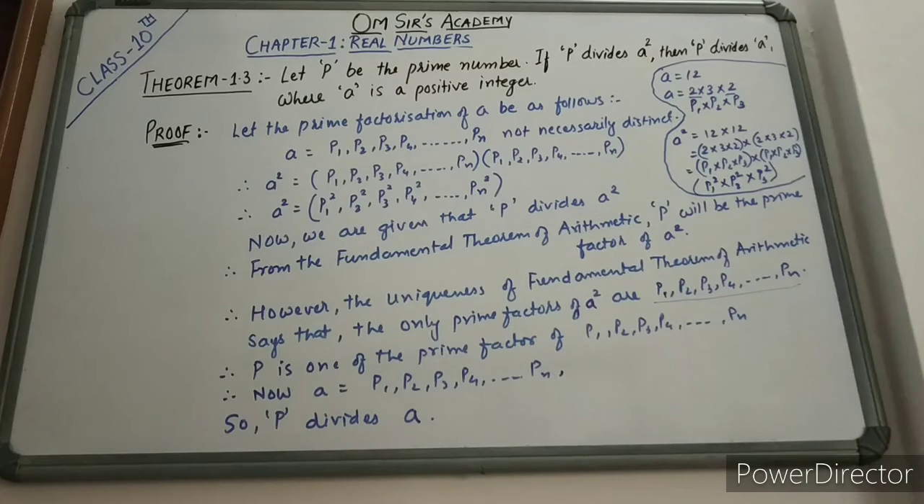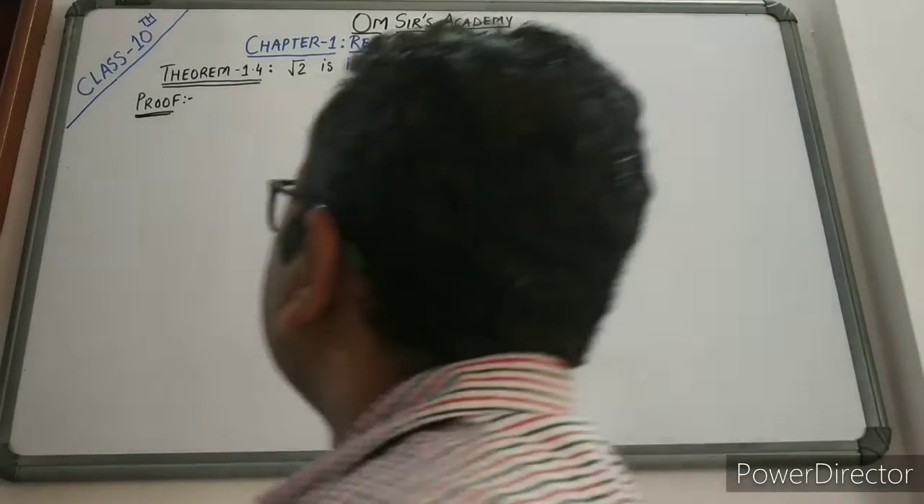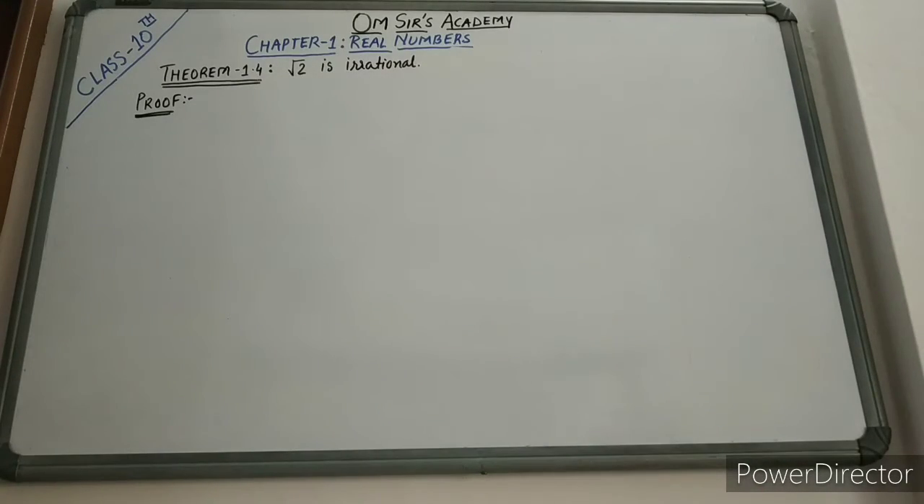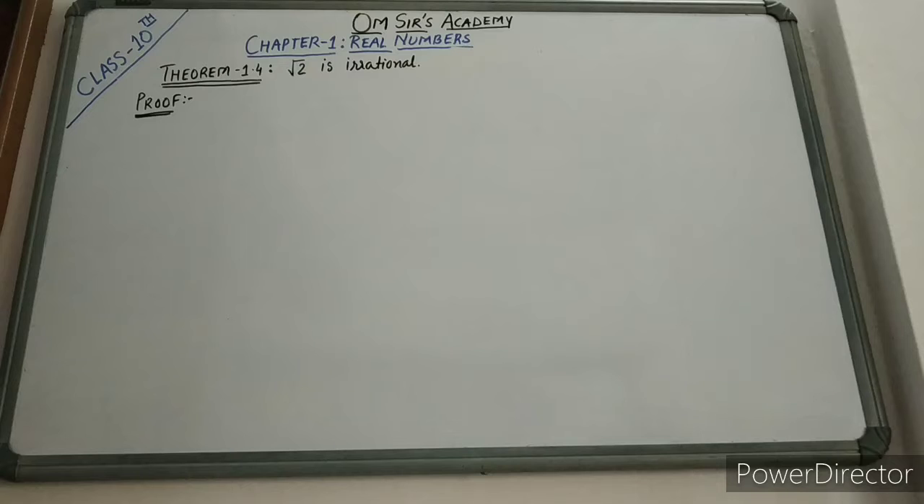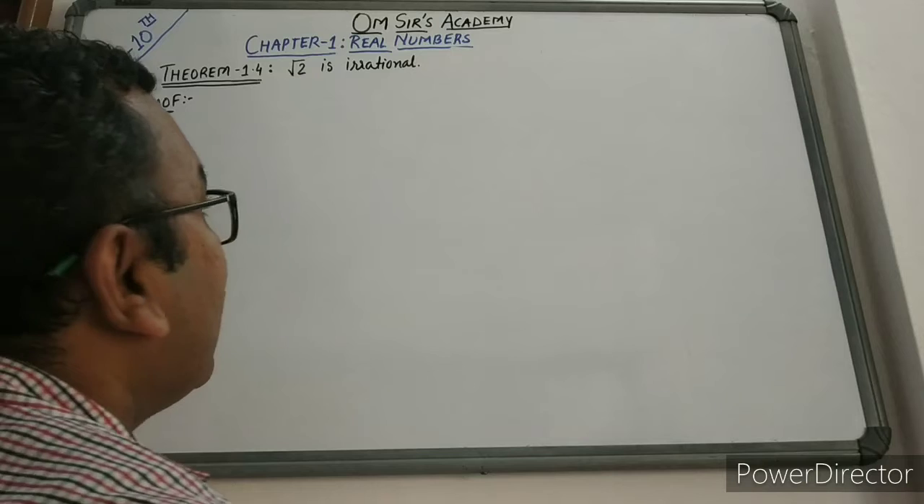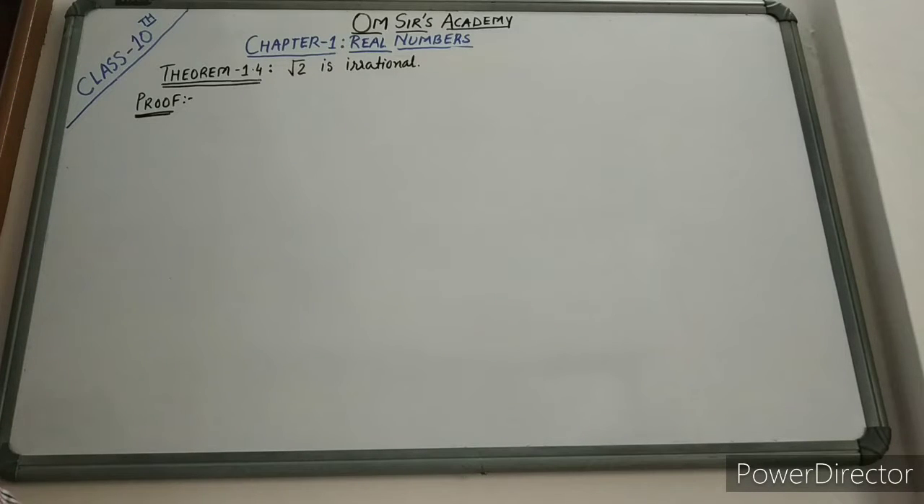Now let us move to the next. Next is theorem number 1.4. Okay, so this is also a theorem with proof. The previous theorem is not asked to be proved in the examinations. But this theorem may be asked in your examination: show that root 2 is irrational. Okay, friends. So let us start how we can prove that root 2 is an irrational number.